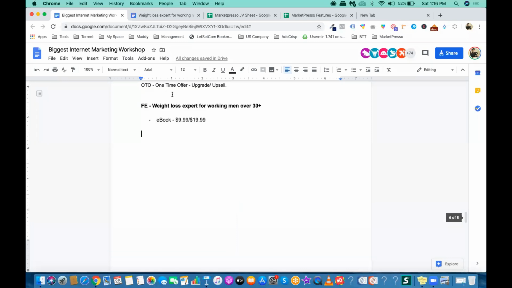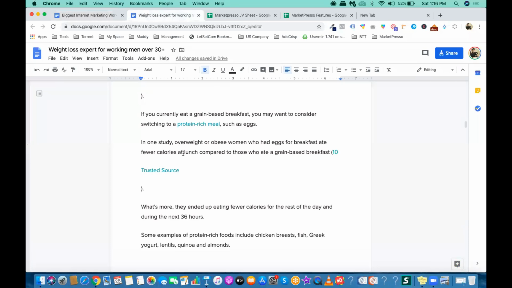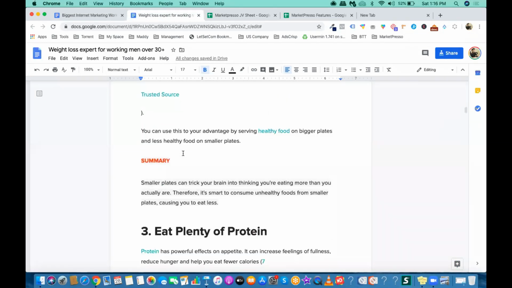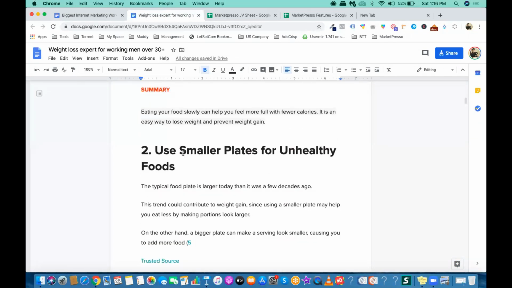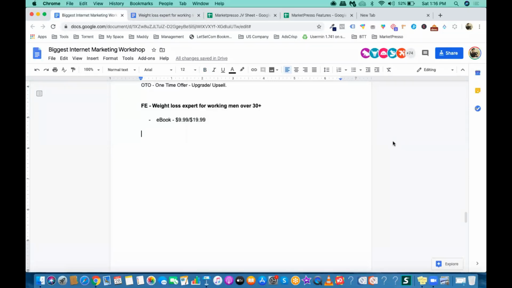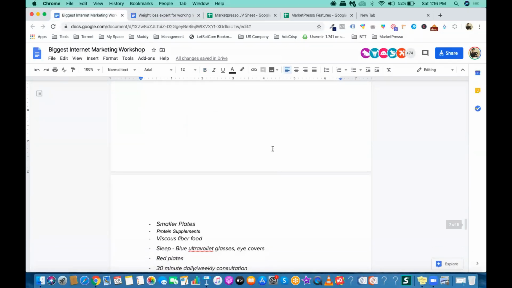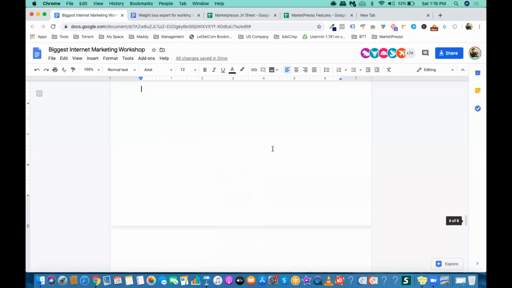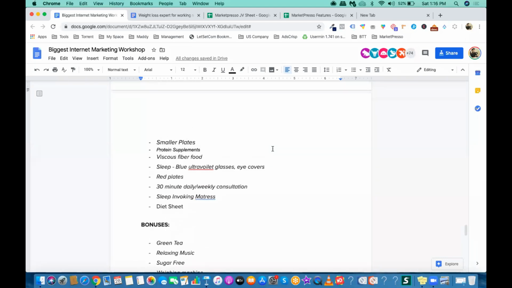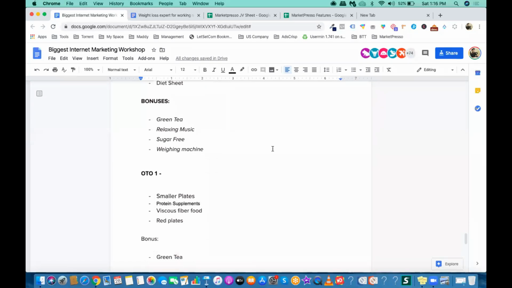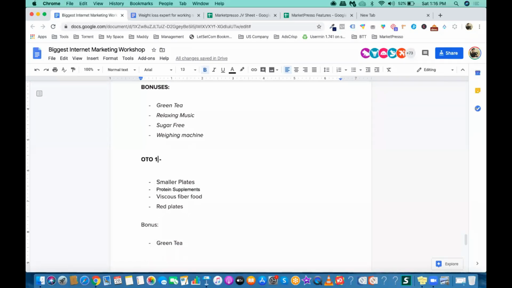Now, in my ebook, I have explained to them things like you need to use red plates, you need to eat plenty of protein, you need to use smaller plates, and things like that. Once I have explained to them the complete logic, the next thing I'm doing in my OTO one is giving them the same products which I explained to them in the front end. Do you get the logic?